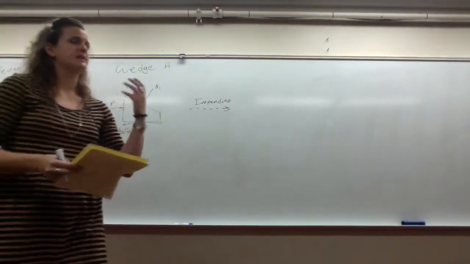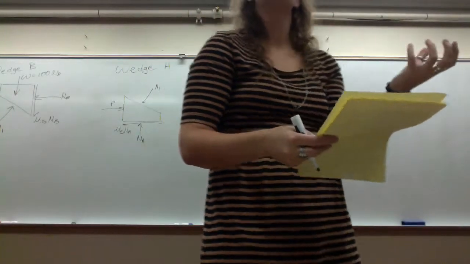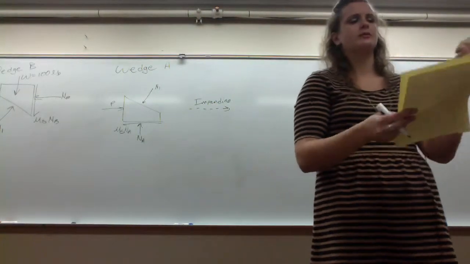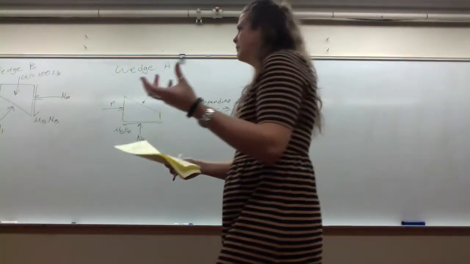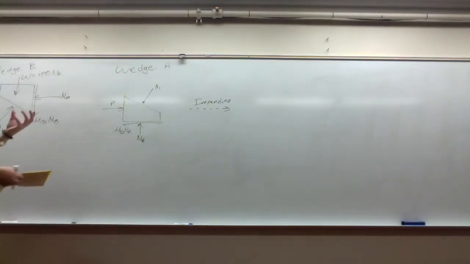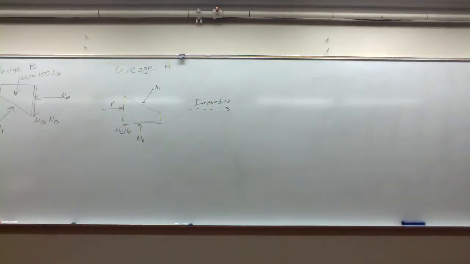The problem says we're neglecting the weight. It's an assumption, but because these wedges are so small in comparison to the load, we're neglecting them. So if I apply my equations of equilibrium, which wedge would you start with? A or B? Who says A? Who says B? Why did you choose B, David? Because you have more forces there that are known. That's right, exactly right.